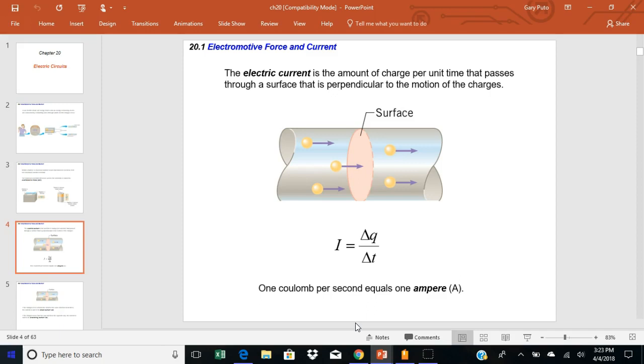Now you've got electric current. What electric current is, is the flow of a charge through an electric field. The amount of charge per unit of time that passes through a surface that's perpendicular to the motion of the charges. Like I said, it's the flow of charge through an electric field. It's basically equal to the change in the charge divided by the change in the time. Units: 1 coulomb per second is an amp. So electric current is expressed in amps.